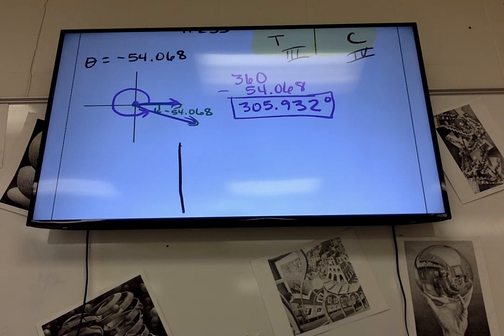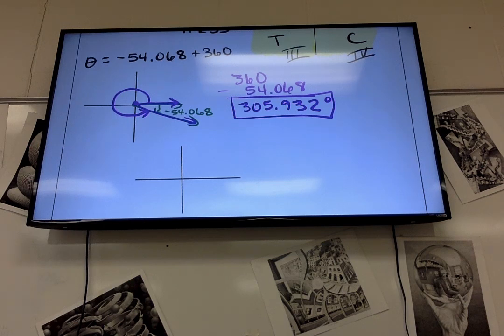I have a question. Yes, ma'am. If it's negative 54.068, you need to add it because it's a negative. Right. Yes. It's 360 plus negative, which would be the same thing as minus 54.068. You could take this and add 360 to it, or it's the same thing as taking 360 and subtracting the positive version of that. It's either plus a negative or subtract it, same thing. Either way.